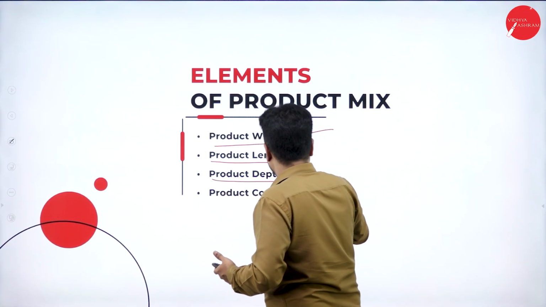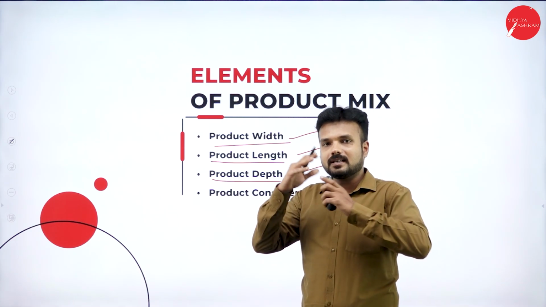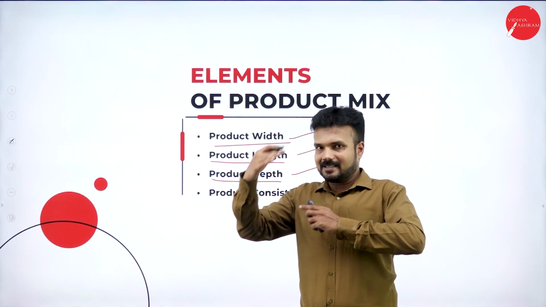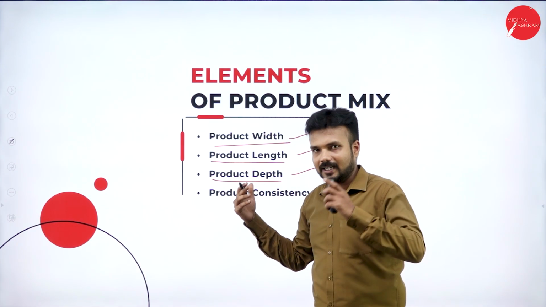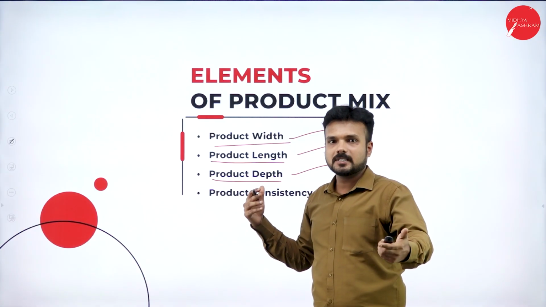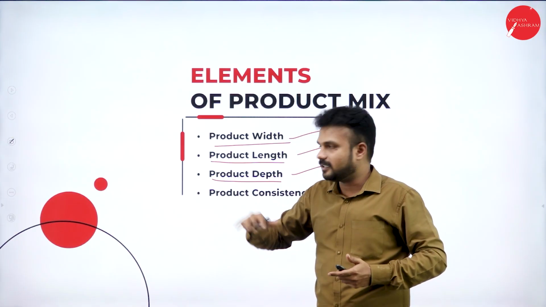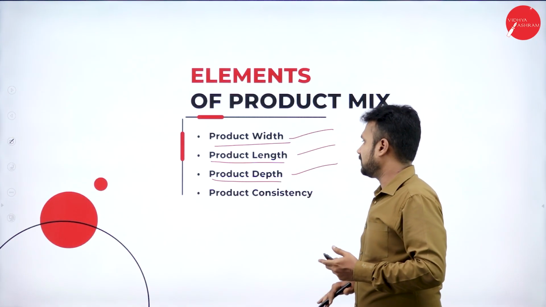Product depth, in terms of a biscuit. There are various types or segments of the biscuit, or various price levels at which biscuits are available. For example, a 5 rupees biscuit is available, a 10 rupees biscuit is available, and a 50 rupees or 100 rupees biscuit is available under the Britannia brand. That we call product depth.